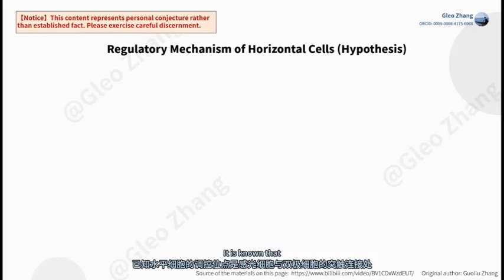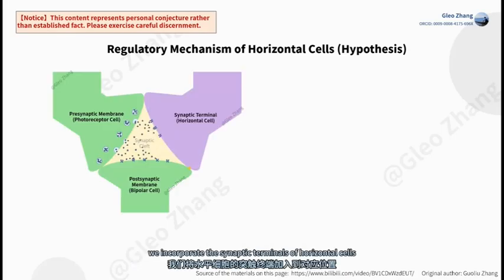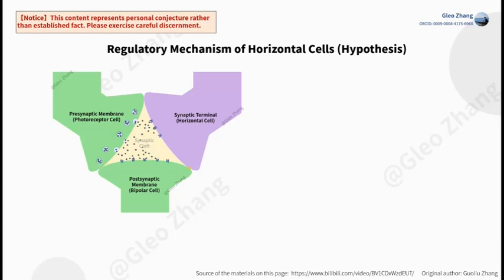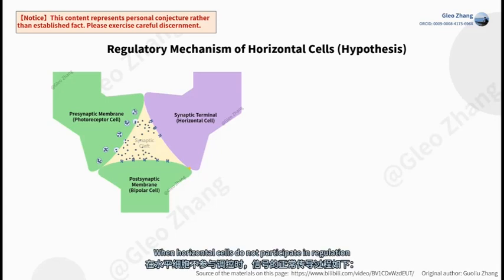It is known that the regulatory site of horizontal cells is located at the synaptic connections between photoreceptor cells and bipolar cells. Therefore, we incorporate the synaptic terminals of horizontal cells at these corresponding positions. When horizontal cells do not participate in regulation, the normal signal transmission proceeds as follows.